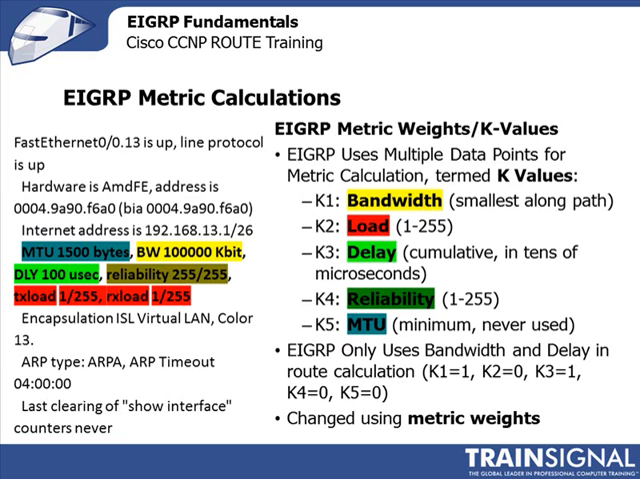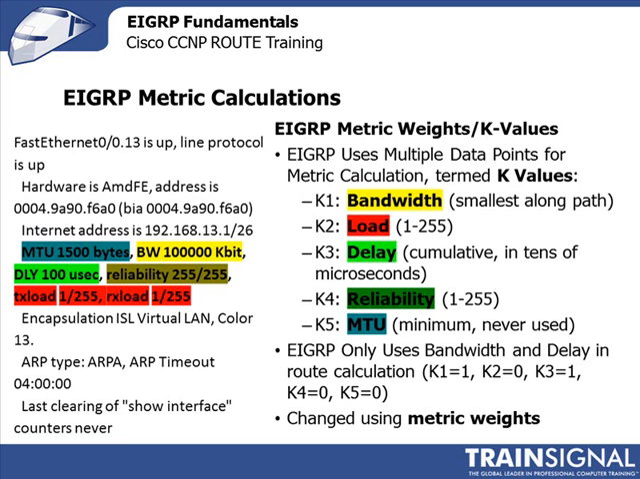In other words, you look here and it says it's 100 microseconds. So actually, when you do route calculation, you have to move the decimal over 1. K4 is reliability. Again, this is the reliability interface. Notice here it's 255 over 255. And this is how reliable that interface is. If it's up and down and flapping, obviously that's going to affect the reliability factor.